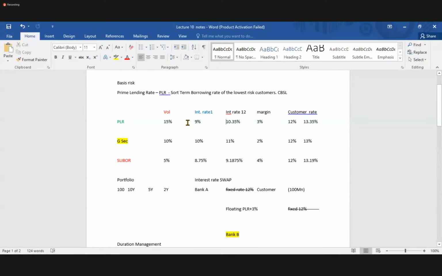Now, let's say the interest rates in this are as follows. PLR is going at 9%. Government securities 3 months is going at 10%. And overnight LIBOR is going at, let's say, 8%.